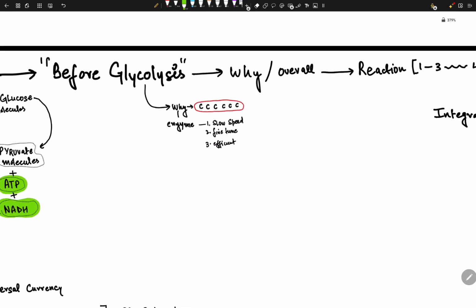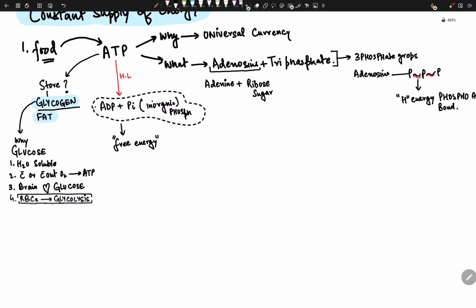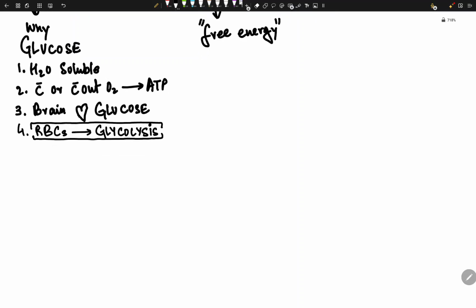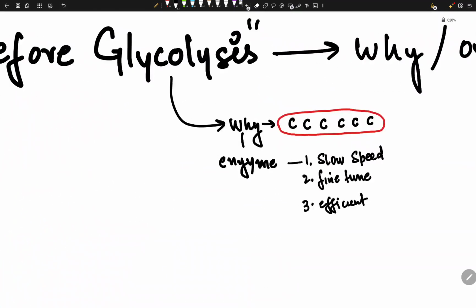Now, you can ask me, Shashwat, you told me already that RBCs have glycolysis, so where is glycolysis even happening? Glycolysis always happens in the cytosol. You can ask me, why not mitochondria? Why not the nucleus? Why not lysosome? A lot of stuff is happening in mitochondria. Why doesn't this also happen in mitochondria itself? Because everything in glycolysis occurs in the cytoplasm.